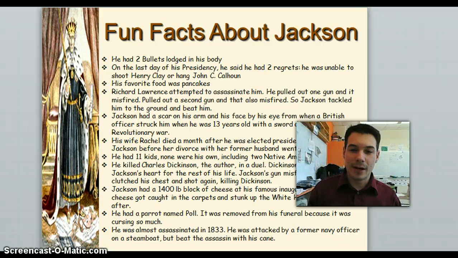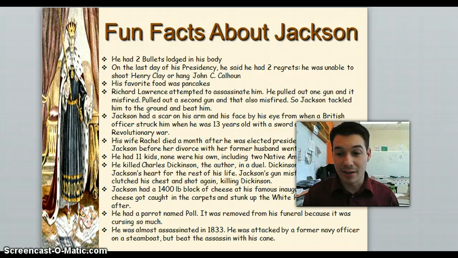Jackson had a 1,400-pound block of cheese at his famous inauguration party, which had the spiked punch. The cheese got caught in the carpets and stunk up the White House for about a couple weeks after. He had a parrot named Poll, and it was removed from his funeral actually because it was cursing so much. And he was almost assassinated in 1833 on board a steamship, when he was attacked by a former Navy officer. But he beat the assassin with his cane.